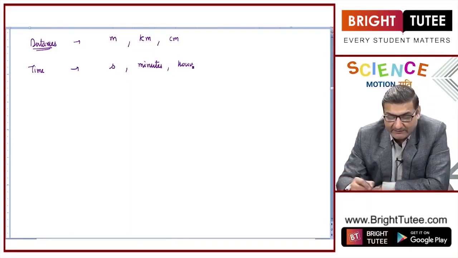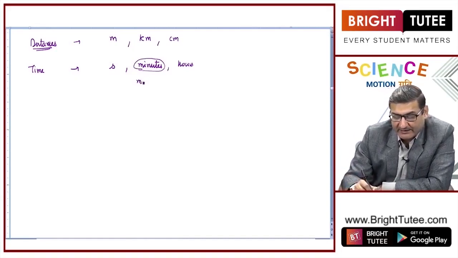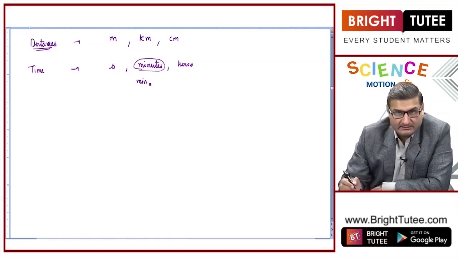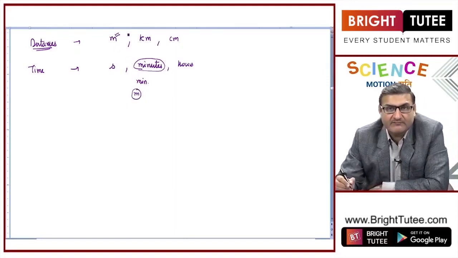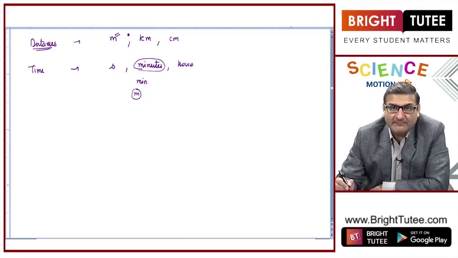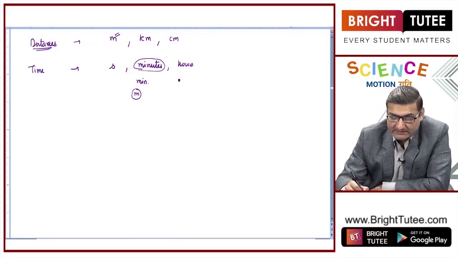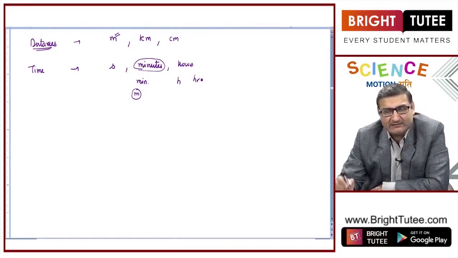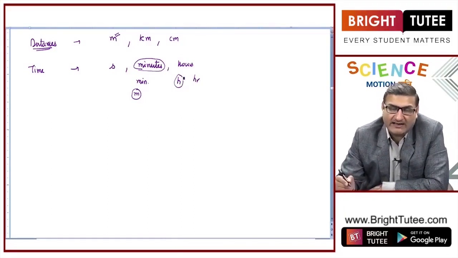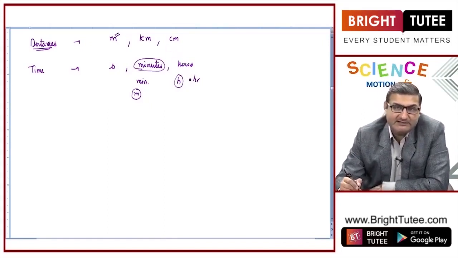Now, a very important thing: when I am writing the representation of minutes, I will write MIN. I will not write small m. Why? Because small m is the standard representation of meters. You need to keep this in mind, because at times students tend to make this mistake. And hours can be represented by small h, or some students write HR, which is also acceptable, but preferably small h.